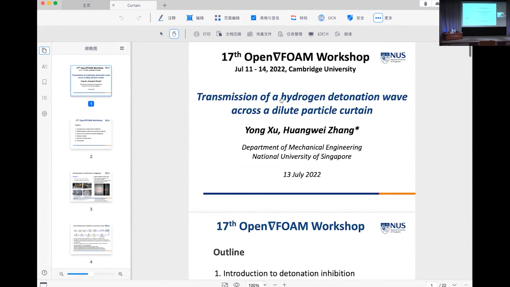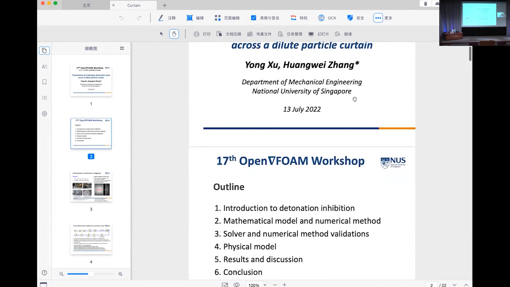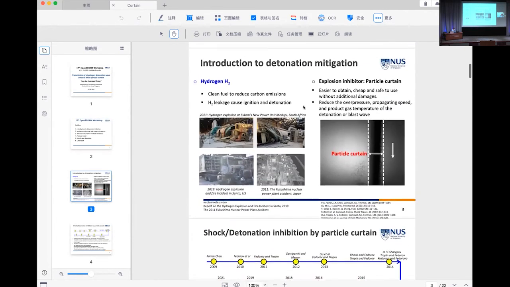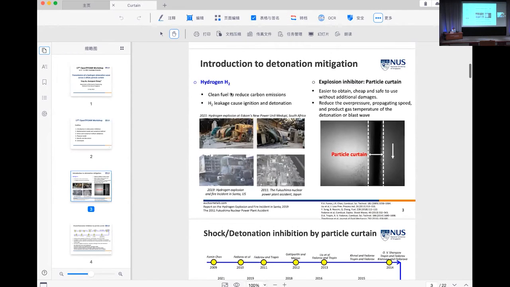Okay. My presentation is transmission of a hydrogen detonation wave across a dilute particle curtain. This presentation outlines about 6 sections. Firstly, I will introduce my research background. As you all know, hydrogen as a clean fuel can help reduce carbon emissions. However, hydrogen leakage can cause ignition and detonation due to its lower ignition energy and wider detonation limits.